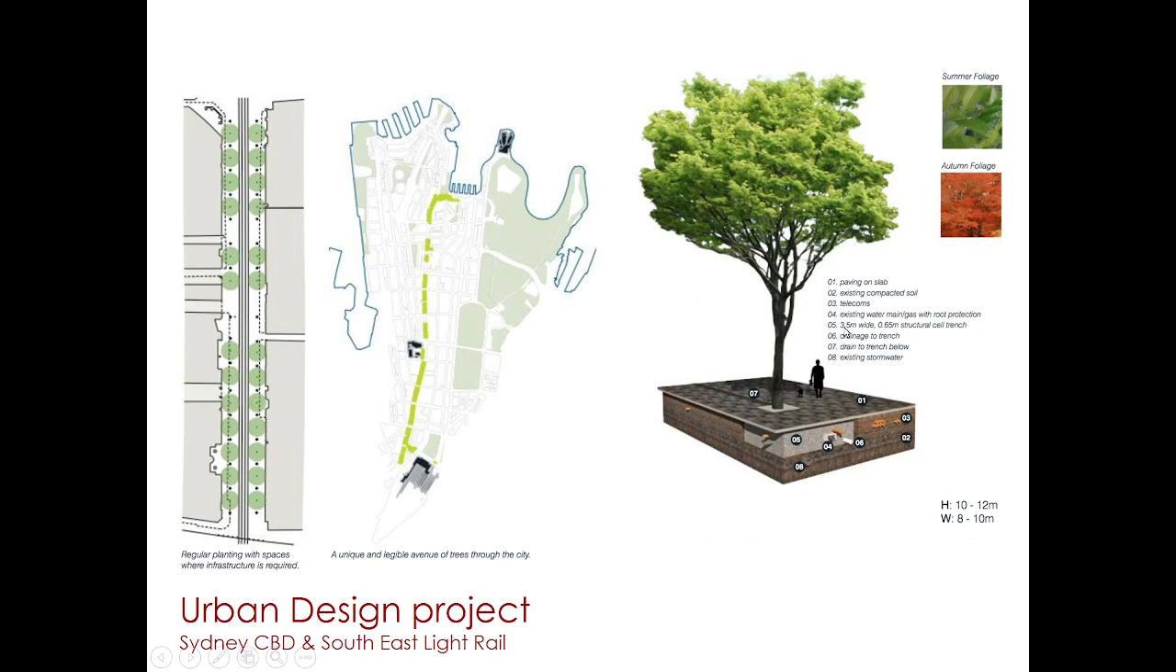And then number 5 is a 3.5 wide and 0.65 meters structural cell trench. So this is this whole thing here, where you put the roots of the trees and the utilities. And then drainage to trench is number 6 over here. And then 7 is drain to trench below.